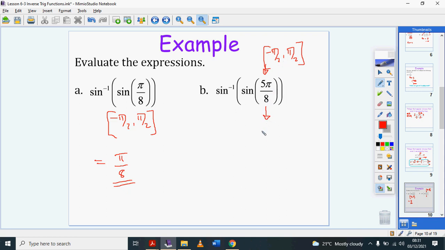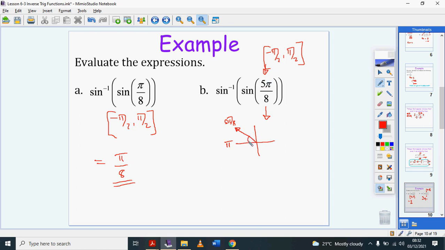This angle is bigger than 90 degrees, right? So I need to find its reference angle. Since this angle is bigger than 90 degrees, it's somewhere here. This is 5 pi over 8, and I know that this is pi. I know it's here because it's not yet 8 pi over 8, because 8 pi over 8 would be pi, and this would be 180 degrees. But it's 5 pi over 8, so it's up there.